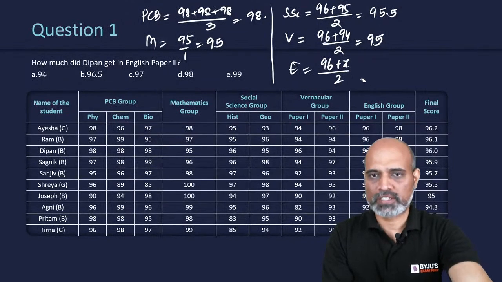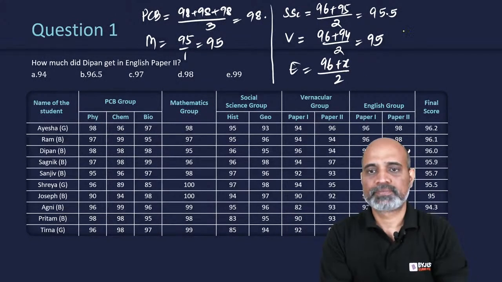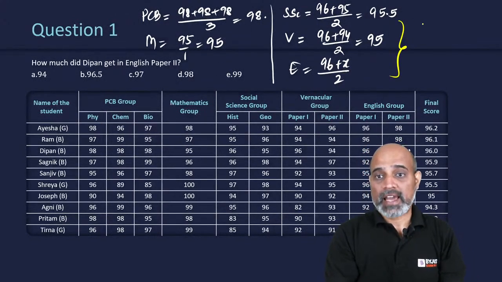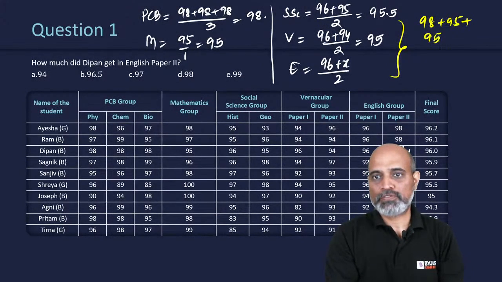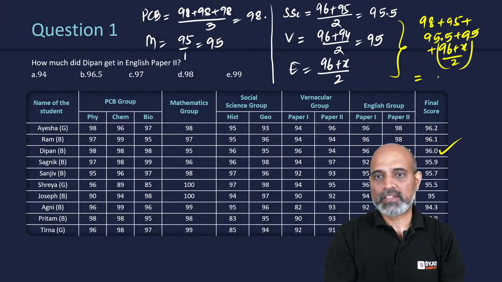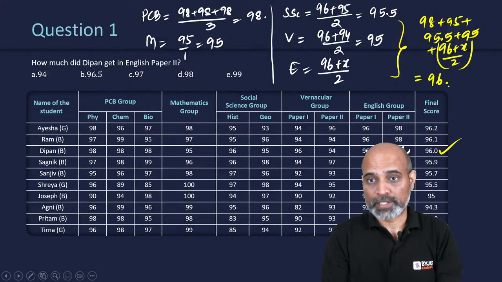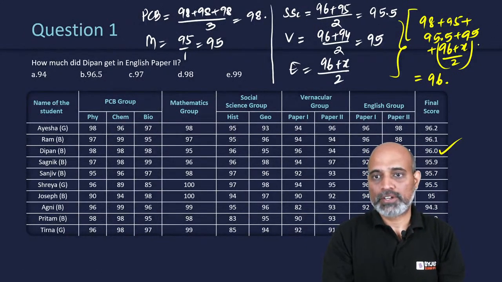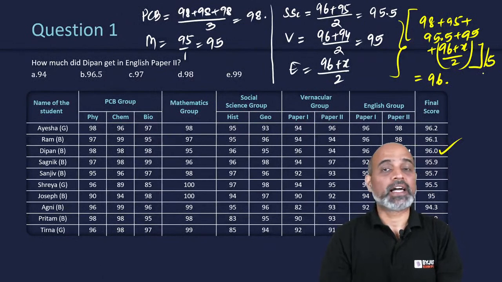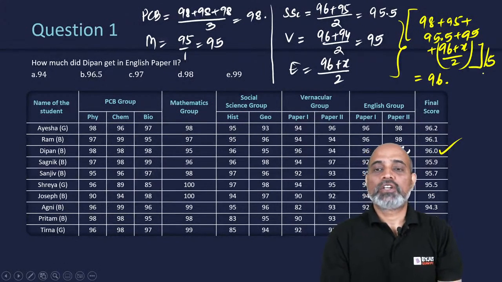Iska to kuch nahi kar sakte. Let's leave it as such. Now, the average of 98, 95, 95.5, 95 and 96 plus X whole divided by 2, this should result in 96. तो यहां से X figure out करना है. ठीक है? Don't forget to divide the entire thing by 5 because you have to calculate the average of that.